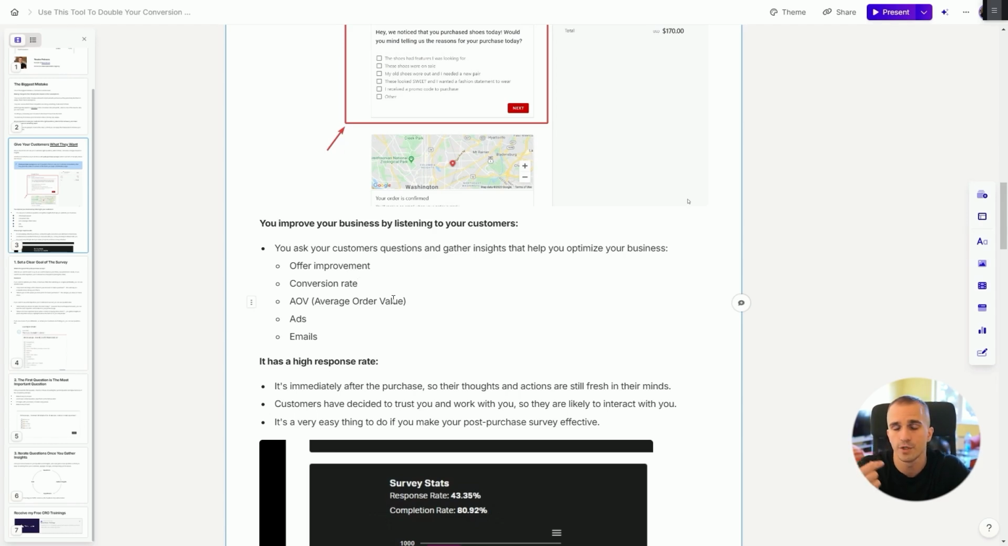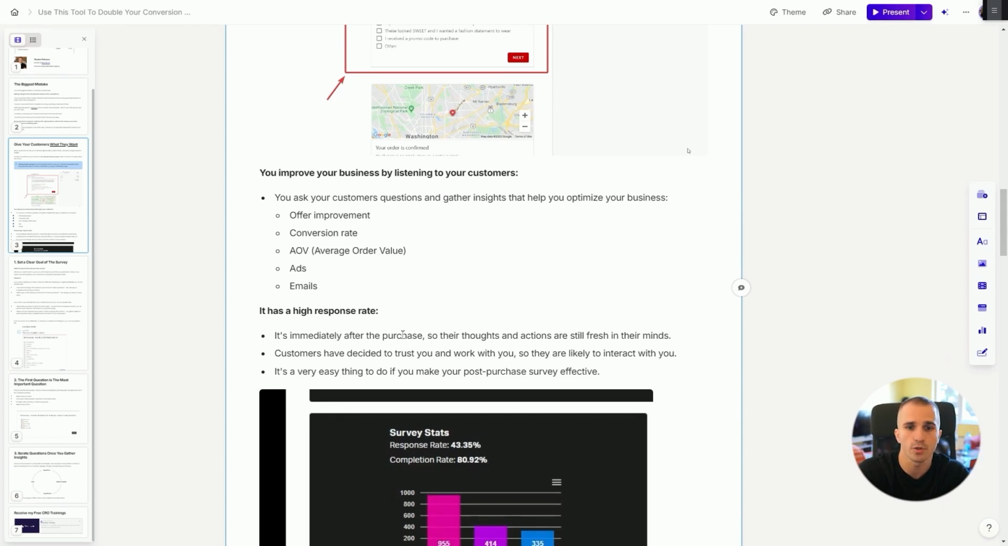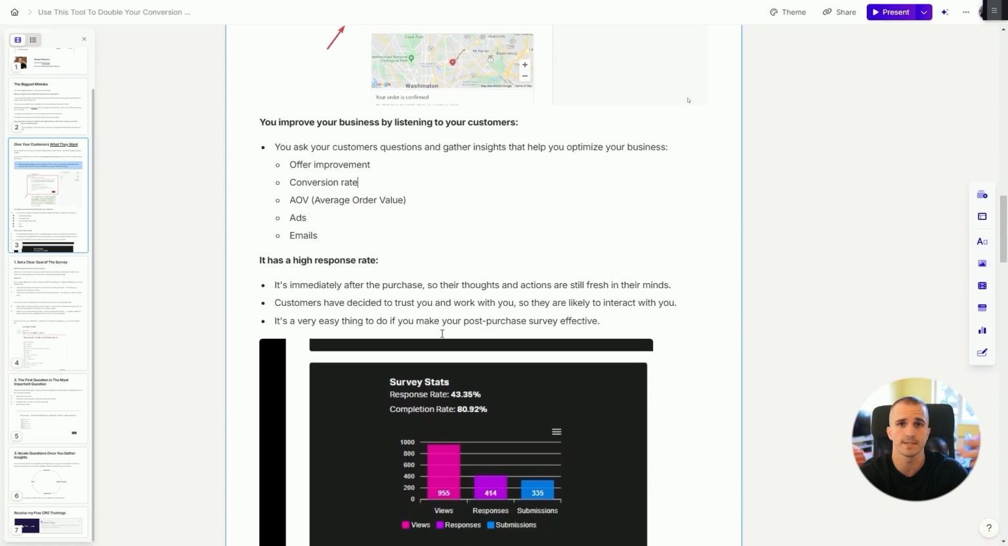So this is why this feature is very important, and it also has a very high response rate because you ask them questions immediately after they place the order, so their thoughts and actions are still fresh in their mind. If you ask them literally a second after the purchase, the response rate is just going to be higher than if you ask them 30 days after the purchase. At that point, they barely even remember you.